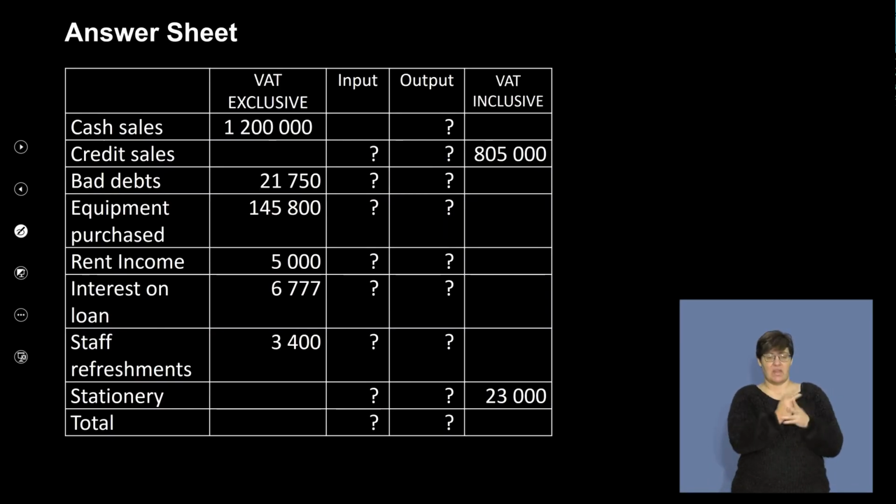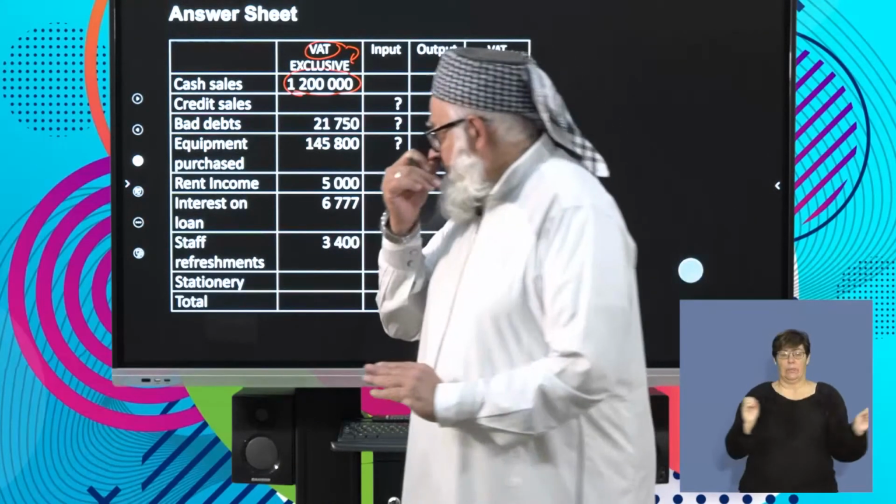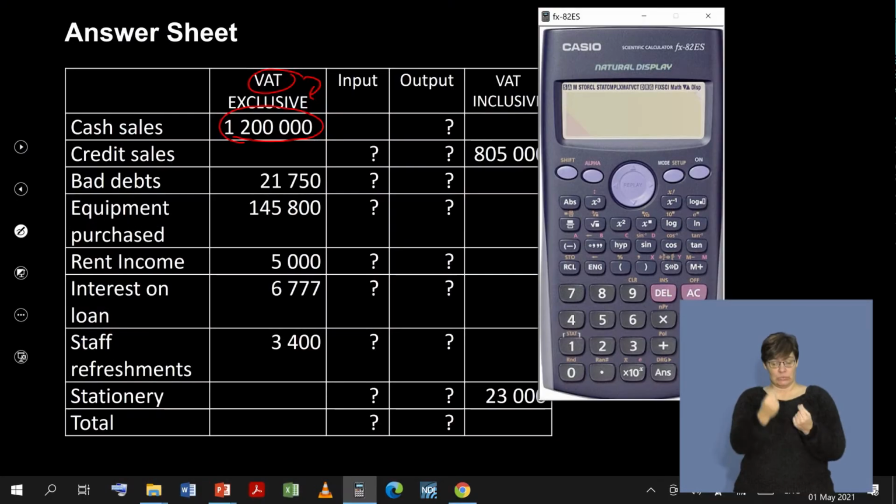Here we go. Firstly, we are given cash sales of 1,200,000. Important, it's appearing under VAT exclusive. Remember that that amount does not include your VAT amount. So, if I do my calculation, this is what I'm going to do: 1,200,000 times my 15%, which will give me my VAT amount, which is 180,000. Okay, let's check now if we have our calculation done.